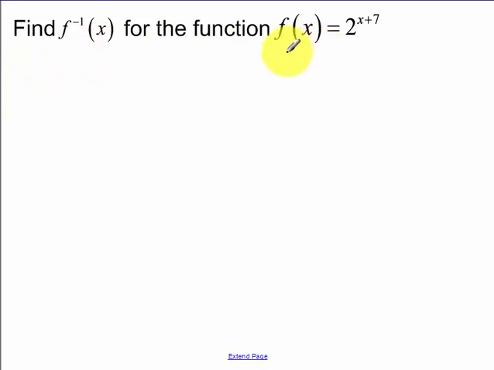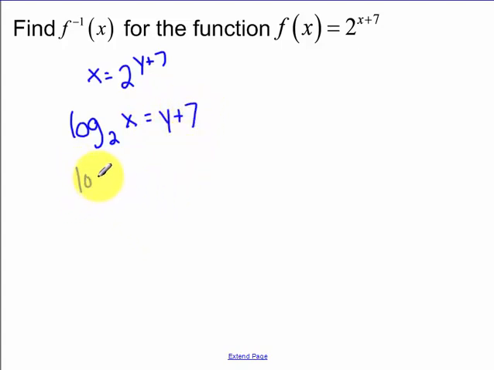Now, finding the inverse for this function. I switch my x and my y. Now remember how we solve for exponents: our logarithm. Log base 2 of x is equal to y plus 7. Subtract the 7 over. And we have now our inverse.